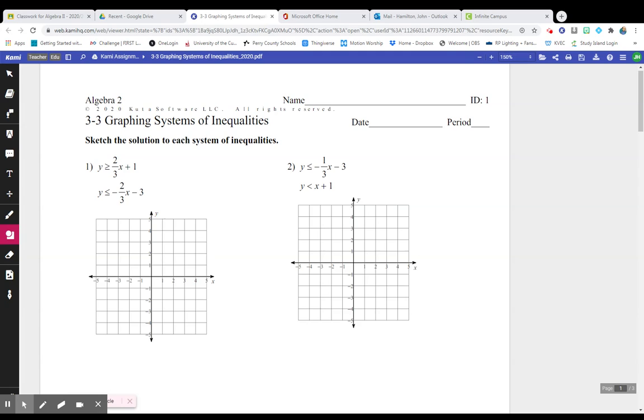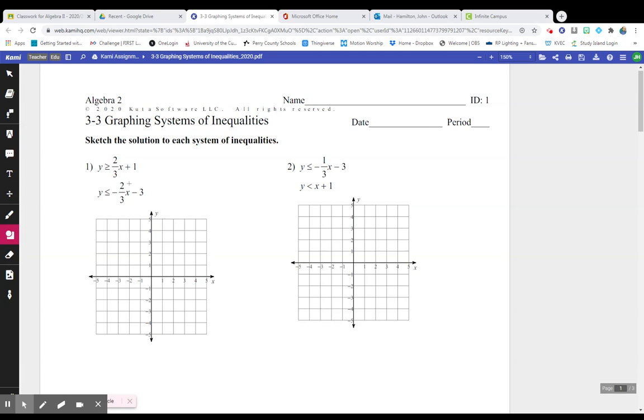I just wanted to go ahead and give you a little short video of doing this. I know you guys could probably do this on your own and probably better than I'm going to do, but at least I wanted to give you a video and show you what the expectations are. So this is 3.3, graphing systems of inequalities. You can see here that you have two inequalities that you're working with, and we're going to graph these exactly like you graph regular equations. We'll talk about this here in just a second.